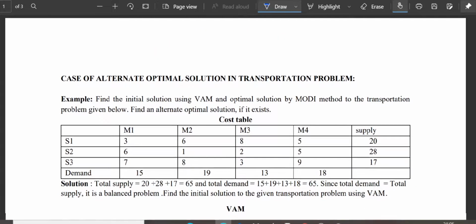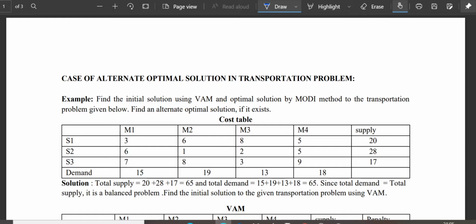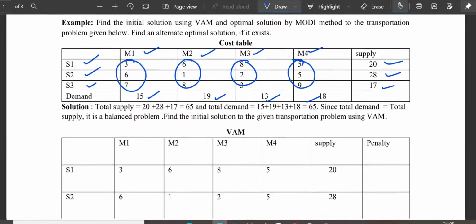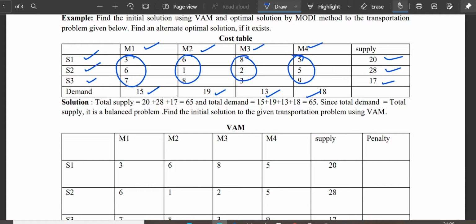So first of all, this is the question given to us, having three sources S1, S2, S3 and four destinations M1, M2, M3, M4. This is the corresponding supply of each source, and this 15, 19, 13 and 18 are the demand elements of M1, M2, M3 and M4 respectively. And these are the cost elements. They denote the per unit cost. So now you all know the meaning of transportation problem and what is the objective here, right?